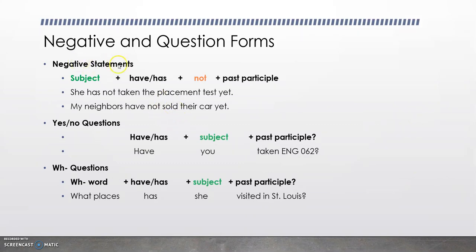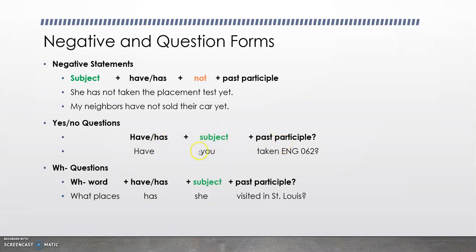Okay, so for a negative statement, you're just going to use not, and notice the position. It's between the helping verb, have or has, and the past participle. So I have a couple examples. She has not taken the placement test yet. Has not taken. There's my verb with present perfect. My neighbors have not sold their car yet. Have not sold.